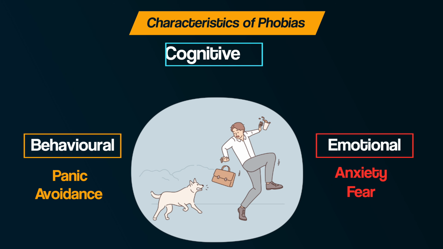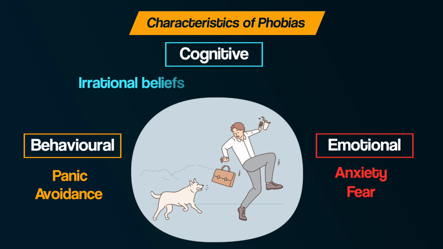The cognitive characteristics include irrational beliefs. People with phobias often hold irrational beliefs, thinking the feared object or situation is far more dangerous than it actually is, which can increase their anxiety and avoidance. And selective attention. Individuals with phobias tend to exhibit selective attention, focusing disproportionately on the feared object or situation and ignoring other less threatening stimuli, which can reinforce the phobia.